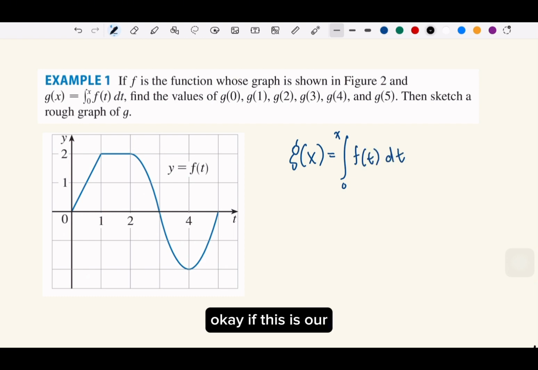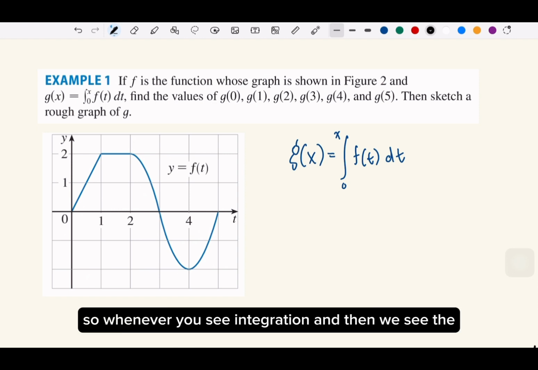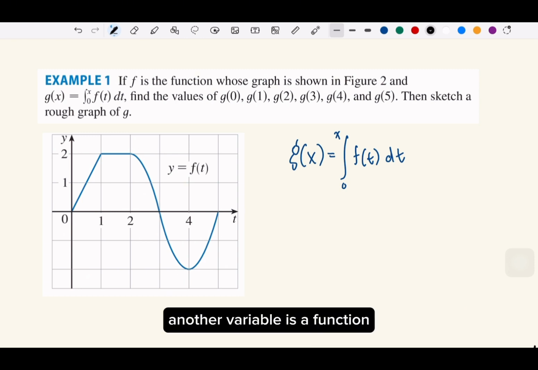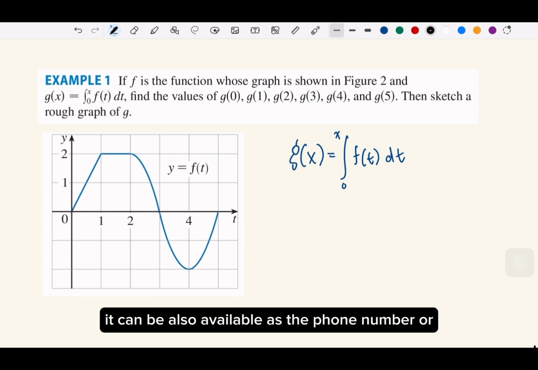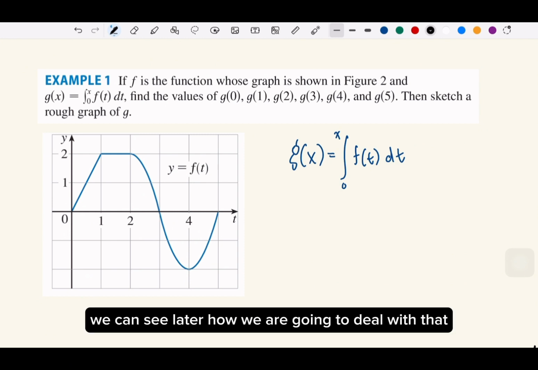Okay. If this is our function, so now we can treat this integration as a function. Okay? So whenever you see integration and then we see some constant, and then the other endpoint is another variable, it's a function. It can also be a variable and just some number, or variable and variable. It's also a function. We can see later how we are going to deal with that.